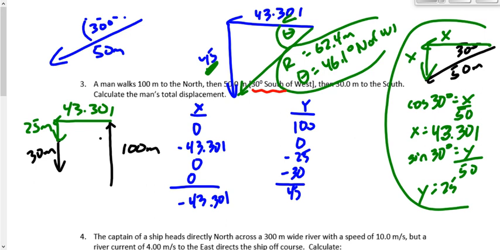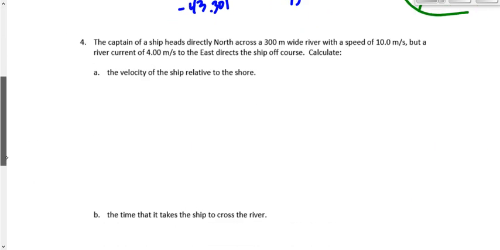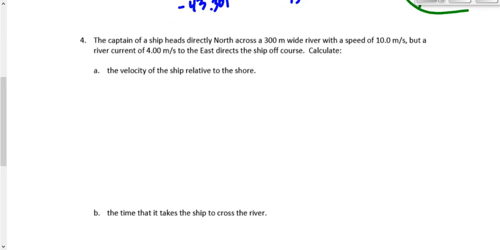Number 4. You're going to get one of these as well, by the way. Okay, just telling you, just saying. You're going to get a question like number 4, one of these relative motion navigation problems. This one says the captain of a ship heads directly north. Heads, is that a solid line vector or a dotted line vector? That's a solid line vector, right? Because that's not my actual motion. That's what's contributing to my actual motion. We head north at 10 meters per second.